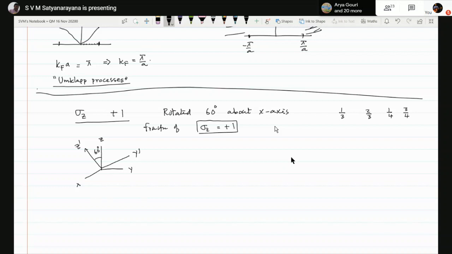Can you read it again? I just want to. Sure, sir. A system of spin-half particles is prepared to be in the eigenstate of sigma z with eigenvalue plus 1. The system is rotated by an angle of 60 degrees about the x-axis. After the rotation, the fraction of the particles that will be measured to be in the eigenstate of sigma z with eigenvalue plus 1 is, and there are four options.